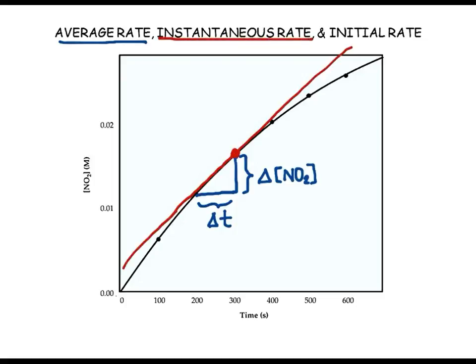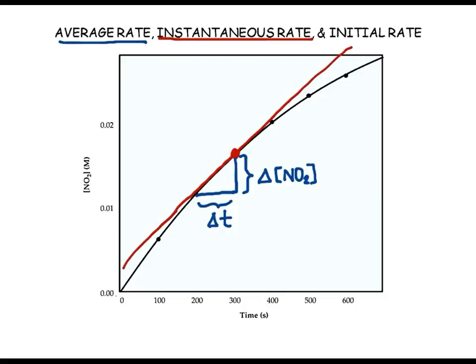Now, instantaneous rate is a little bit different. Here I have drawn a line that is the tangent at t equal 300 seconds. So you can see I put a dot there at 300 seconds, and I drew the tangent line which touches my particular graph line at the 300 second point, but it's a straight line, so it only touches at that one point. So this is called an instantaneous rate because it is only at one time point on the graph. We're only talking about 300 seconds.